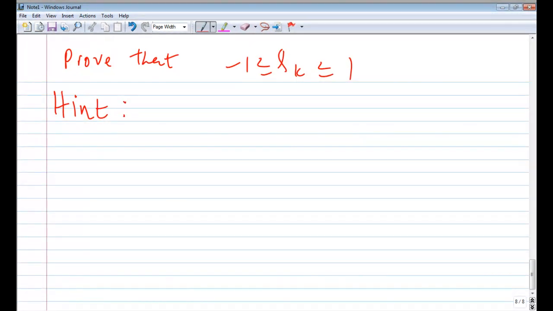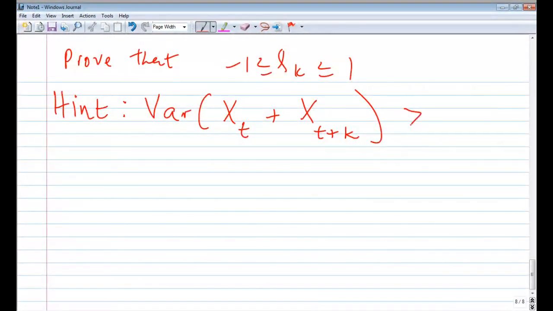You are going to have two equations. Number one, you are going to calculate the var of xt plus k. Then you equate it to greater or equal to 0. Why are we saying that var of xt plus k is greater or equal to 0? Because the variance is always positive. We don't have a negative variance.